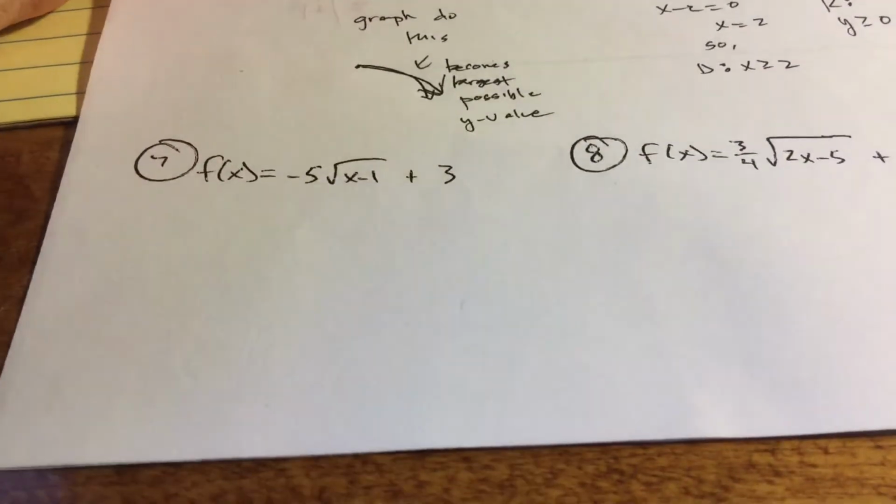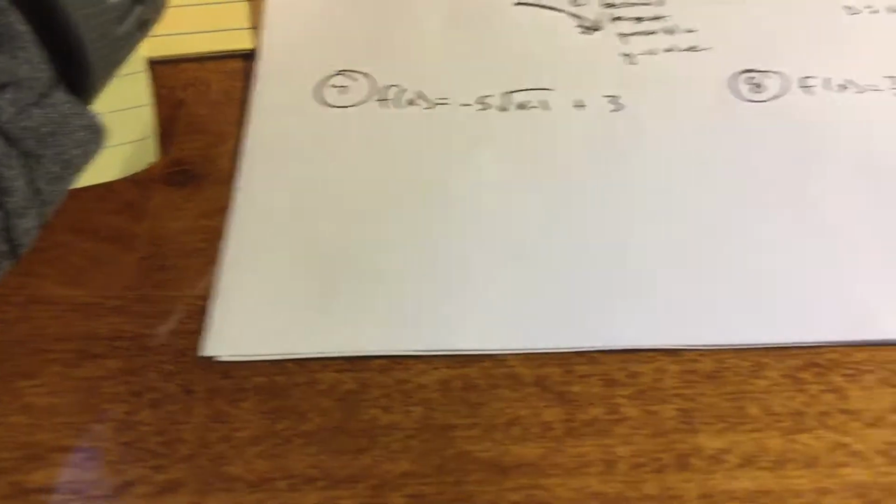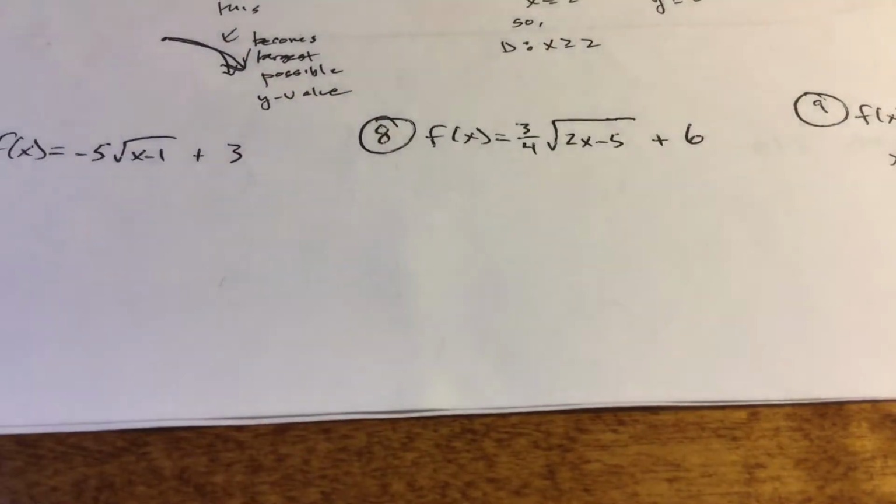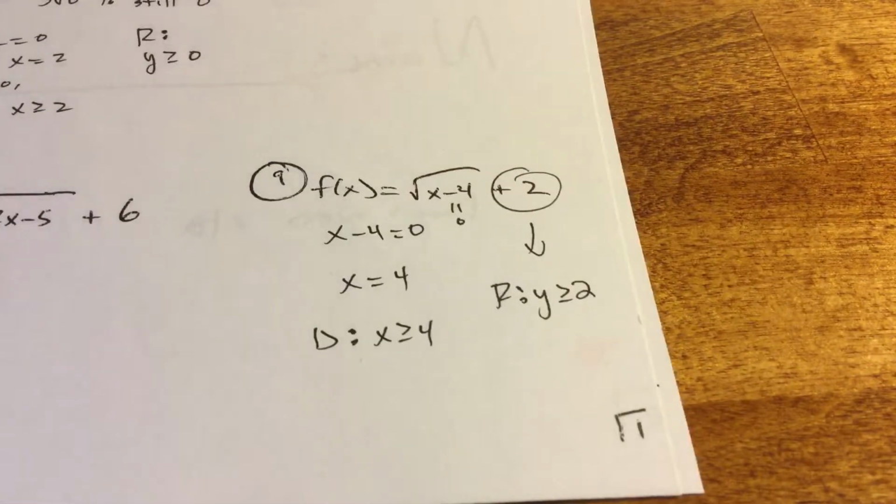6 is just like 5. Don't worry about that; this has no effect on the domain and range. You're going to get a fraction here, and the range is looking right at you. So I would definitely do 8. And here's 9. The domain is any number x greater than or equal to 4, and the range is y is greater than or equal to 2.